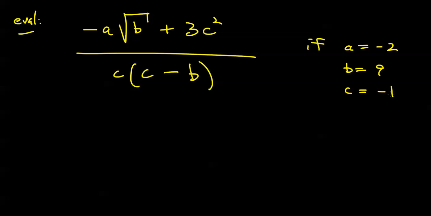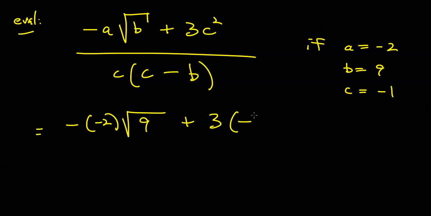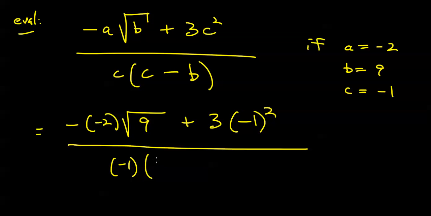Alright, now be careful. When I'm substituting in negative values for a variable, I always wrap it in parentheses. So I'll get minus a times the square root of b plus 3 times c squared divided by c times c minus b. Alright, what are we going to do here?